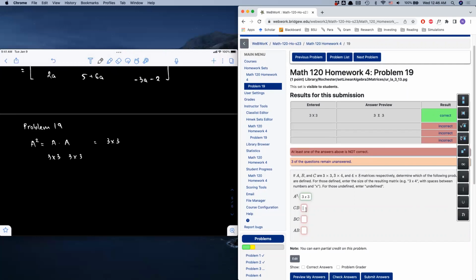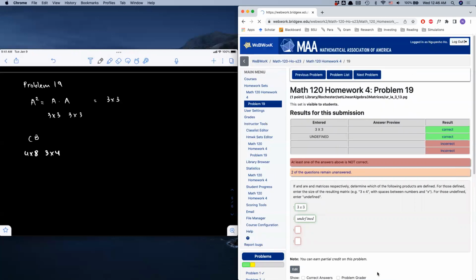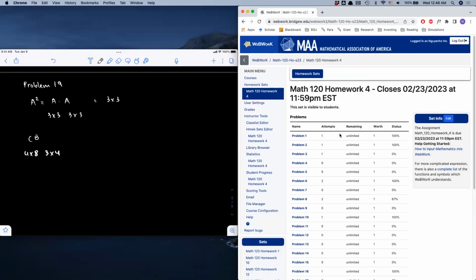Now for C times B, so let's analyze this. C is a 4 by 8 matrix. And B is a 3 by 4 matrix. So it's not going to work. So we type undefined. Let's see what happens. So that is undefined. B times C and A times B, I'm going to leave that to you to work out the details. All right. So that's problem 19.